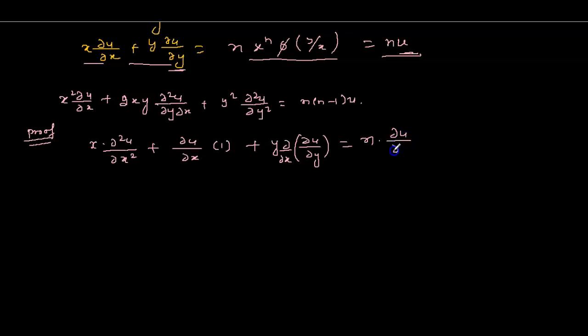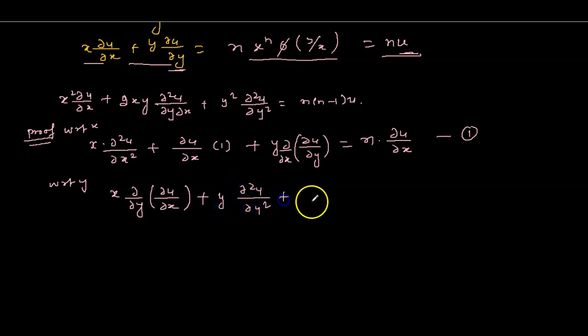This is del u by del x. Let's consider this as equation 1. Now, the same thing we differentiate with respect to y. Now with respect to y, x is constant here, but del u by del x is not constant here. This one you have to differentiate with respect to y. So we are doing with respect to y for the del u by del x, plus this one, u into v, so y into del square of u by del y square plus del u by del y.